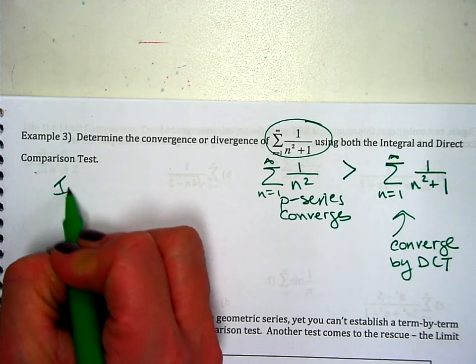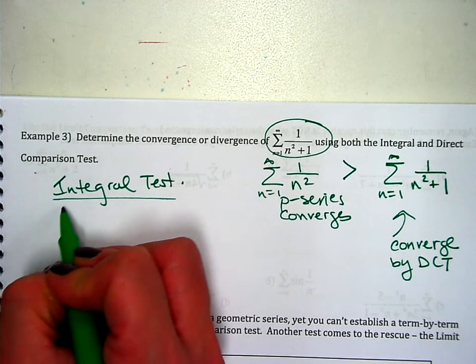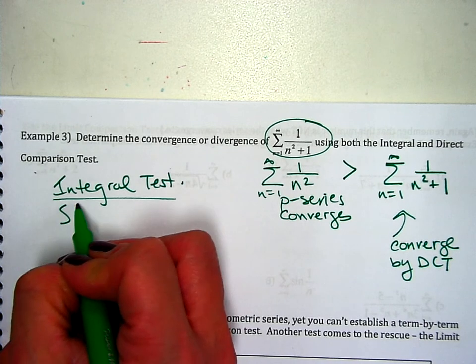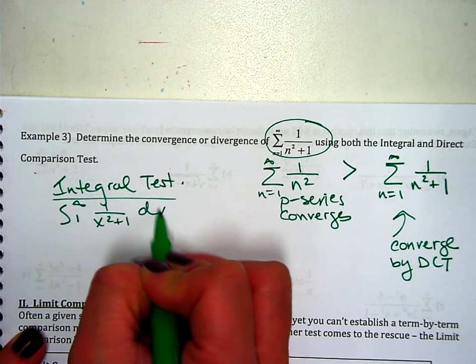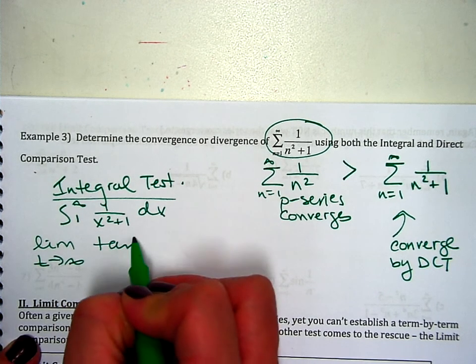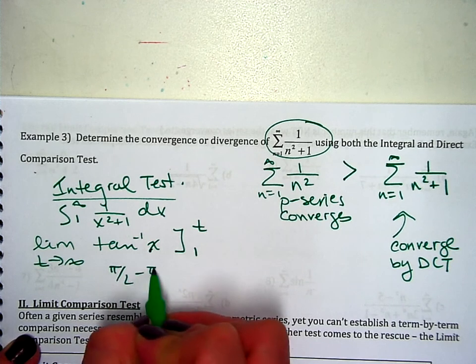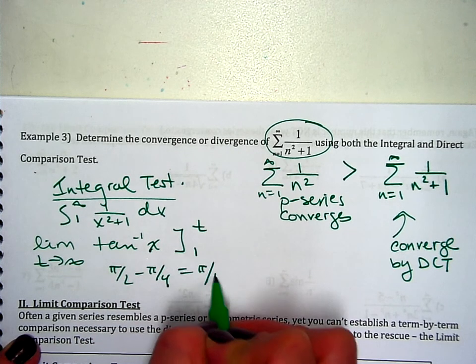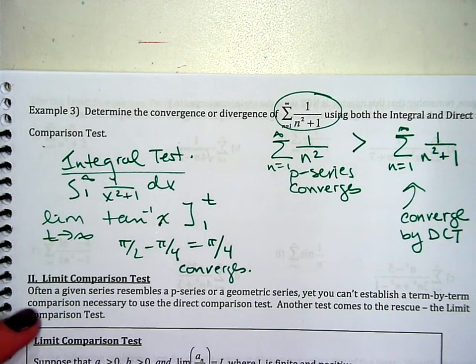Now this particular problem, instead of doing direct comparison, you could also do the integral test. So it's up to you to decide which test is an easier method for you. If you choose to do the integral test, you are integrating from 1 to infinity 1 over x squared plus 1 dx. This is going to be your arctangent. Rewrite it with the limit statement. This is really pi halves minus pi fourths. So using the integral test, you can also say it converges. So there are two different ways to do this one particular problem.